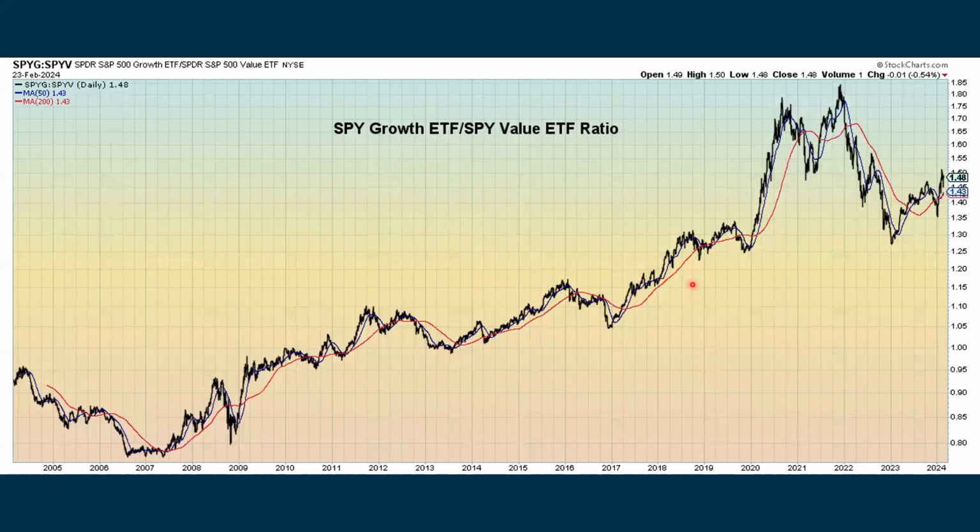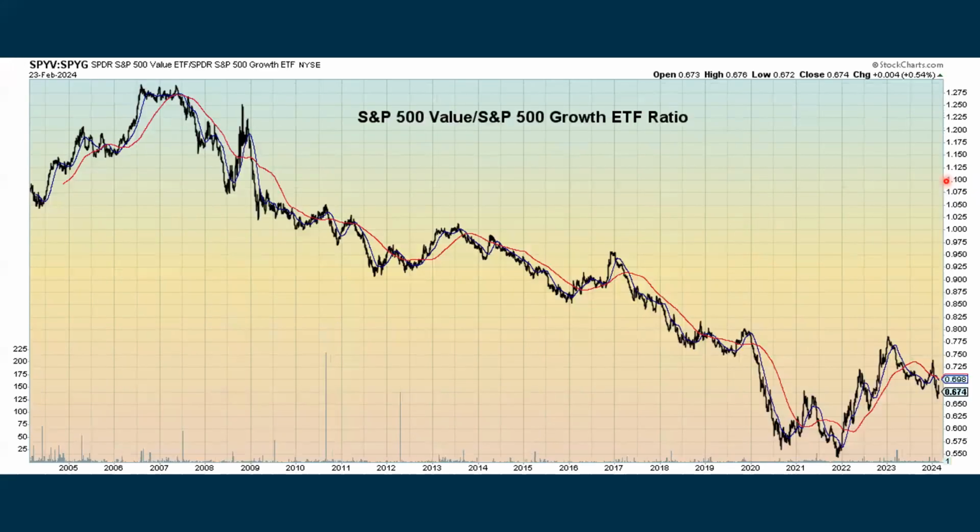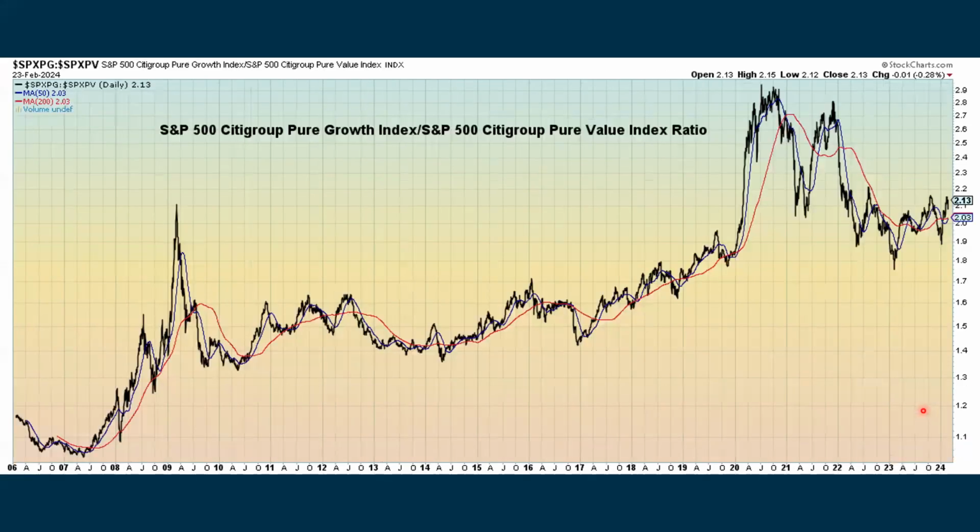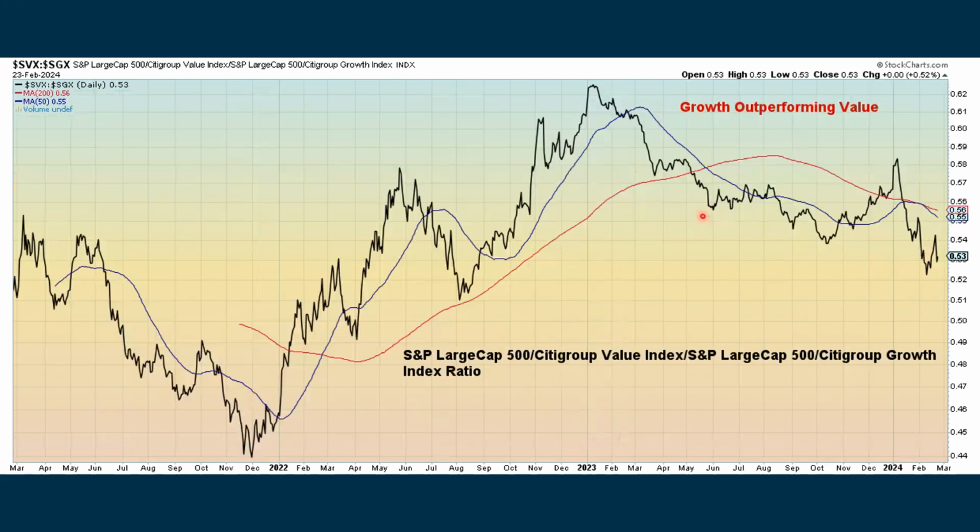Here's some ETFs comparing growth to value, showing how growth is outperforming. Here's an inverse showing how value is underperforming. Here's another look at the longer-term growth indexes that we looked at earlier, where we're starting to see growth really outperform here, and we're just about getting ready to cross with this ratio. And this also shows how value is underperforming.